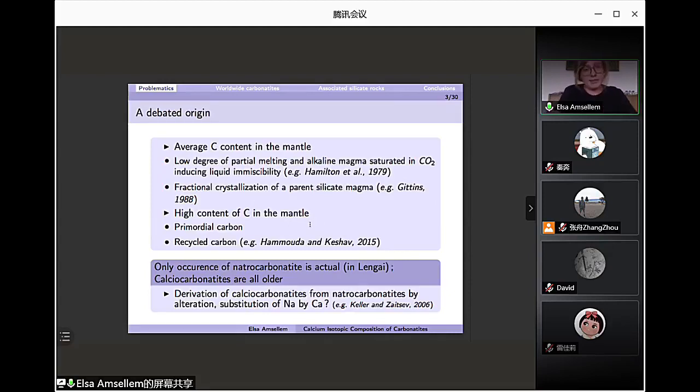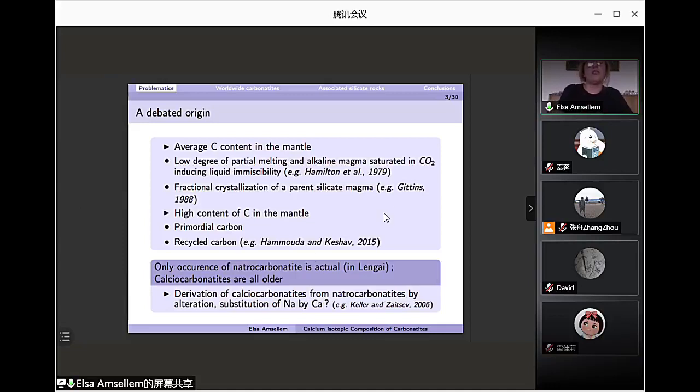Another hypothesis is that the mantle has a high content of carbon, and it's this high content of carbon that can explain the occurrence of carbonatites, which contain mostly carbonate minerals. This high content of carbon can be explained by two reasons: either the accumulation of primordial carbon from the deep mantle, or it represents recycled carbon through the subduction of oceanic lithosphere.